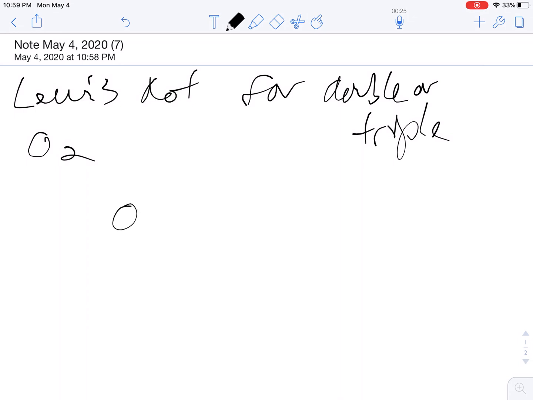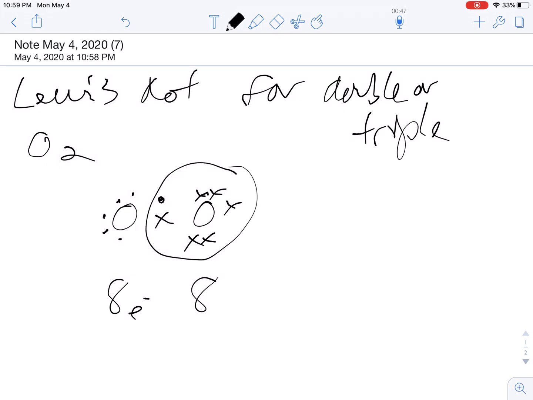So oxygen has 6 electrons around it, and the other oxygen has 6 electrons around it. Each oxygen needs 8. So if I take one from here, and I take one from here, now each oxygen has got 7, but I need 8. So a double bond is when you share 2 pairs of electrons.